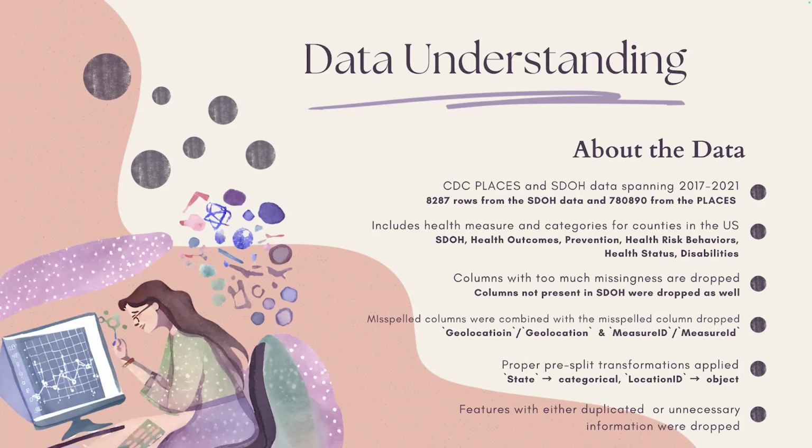Then there was also some misspelling that occurred. So for example, geolocation was misspelled as well as measure ID. So those were combined. And there was a proper pre-split transformation applied. So before we split up the data, we transformed certain features ahead of time. And then features with either duplicated or unnecessary information were also dropped.